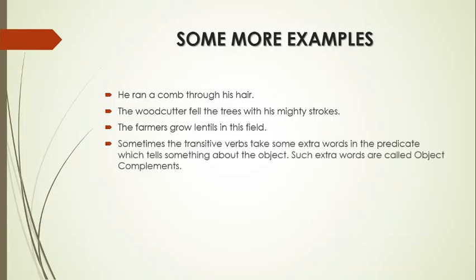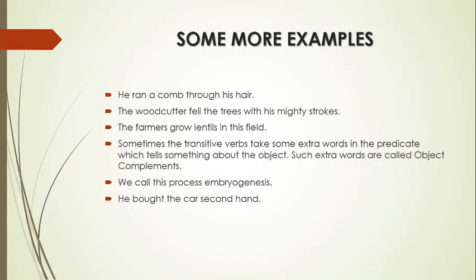Sometimes the transitive verbs take some extra words in the predicate which tell something about the object. Such extra words are called object complements. We call this process embryogenesis. He bought the car second hand. Horlicks made the boy strong. So we call this process embryogenesis. We call what? This process. Now the extra word is embryogenesis. He bought what? The car. The extra information is second hand.